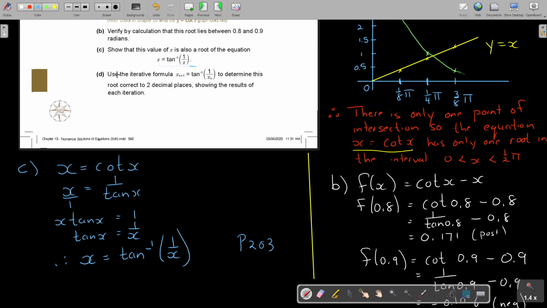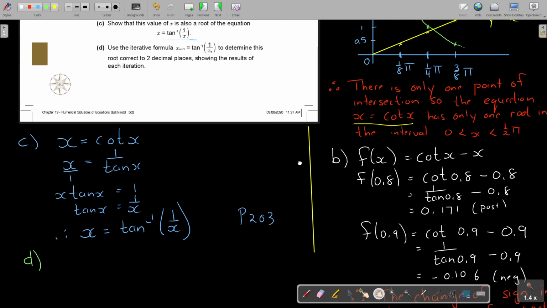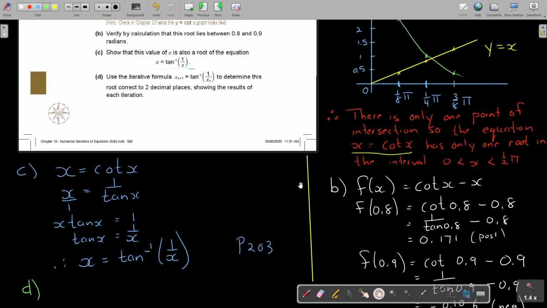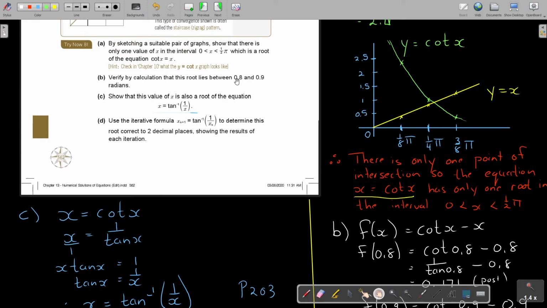Okay, so now they say use the iterative formula to determine this root correct to 2 decimal places, showing the results of each. So if they don't say 5 decimal places, take it at least to 4, at least 2 more than that one. Okay, so let's just start. So now I'm going to go to that number D. And remember, did they tell me a beginning value? Let me just see, no. If they did not tell me a value to start with, I'm going to go a little bit lower, and I'm going to see the root was between 0.8 and 0.9. So I can start with 0.85.